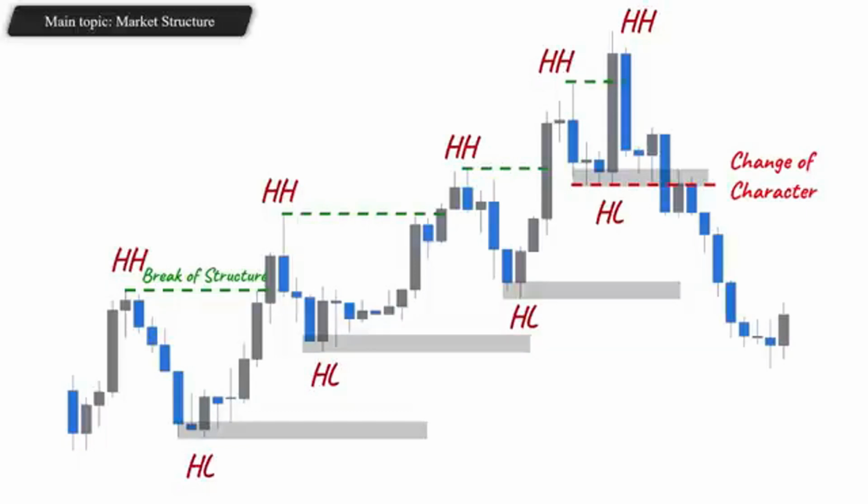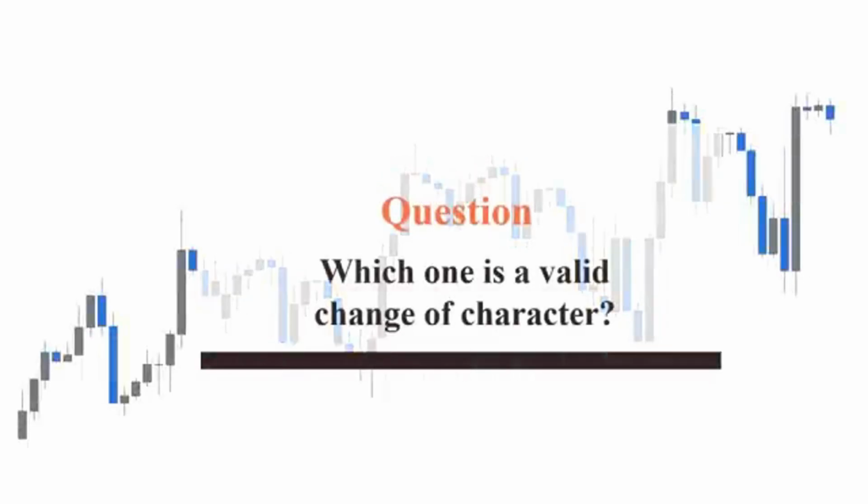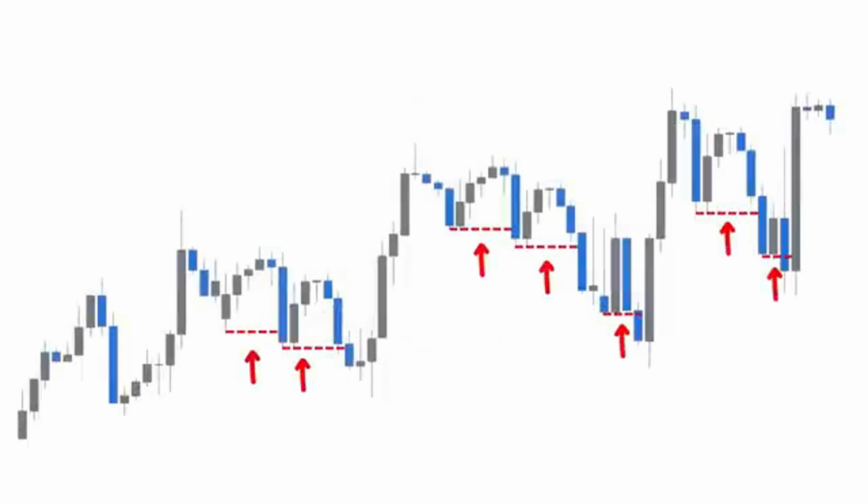The same concept applies to the bearish scenario. However, the problem is that the market hardly moves so clearly. So here the question is, which one of these breaks is a valid change of character? To answer this question, first we must identify our swing lows.